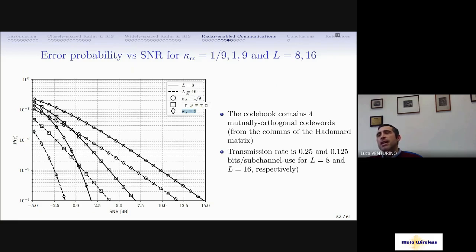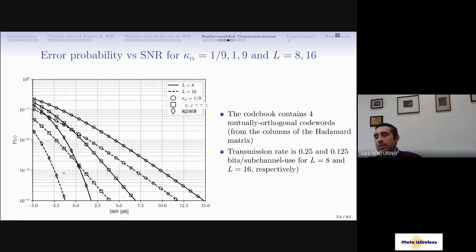And as you can see, as the parameter k sub alpha increases, we have better performance. Of course, it's better to have a strong deterministic component in the signal hitting the tag. And also what you can see is that if you can process more radar periods, you are able to collect more energy from the environment, and therefore you have an SNR gain.